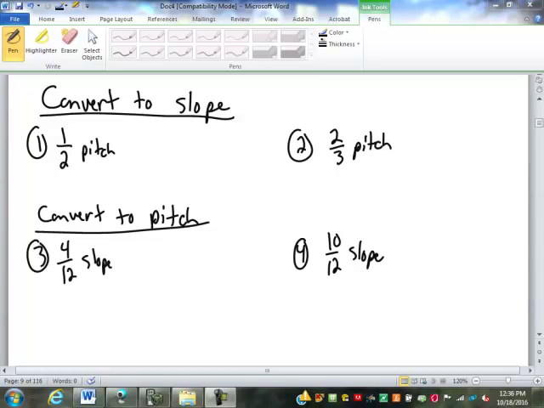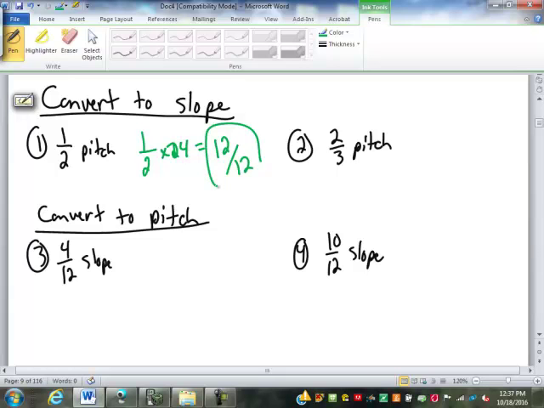How do we convert from a pitch to a slope? Times 24. So what's 1/2 times 24? 12. There you go. So that's a 12-12 slope. What's 2/3 times 24? 16. So that's a 16-12 slope. Those are both relatively high pitches.